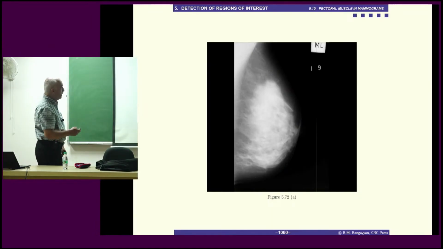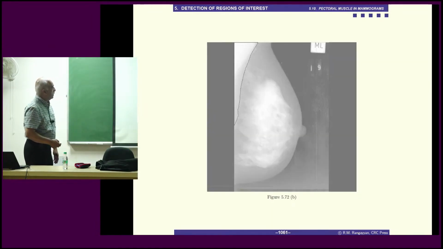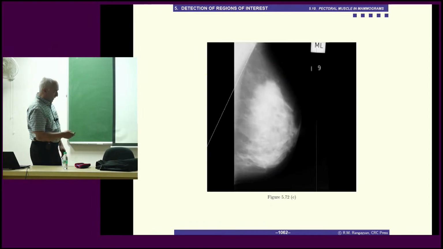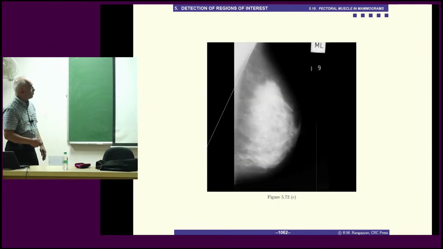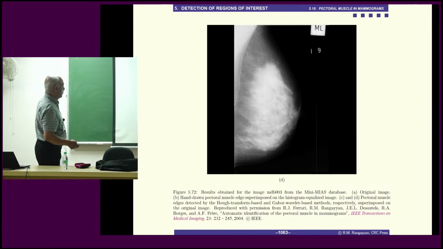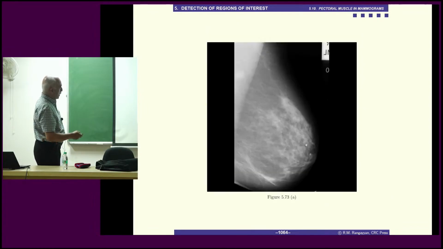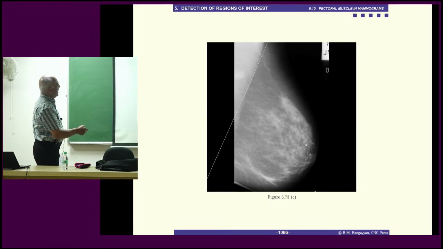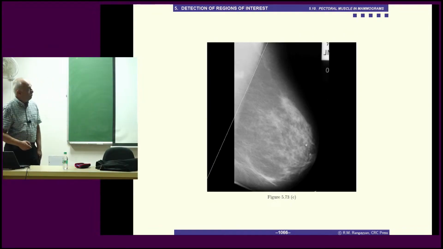So some more examples. That's using the Gabor filter. That's using the straight line. So the pectoral muscle edge comes here. The straight line doesn't catch it, but this one does. This is a good straight line. Gabor filter works. Not a perfect straight line. The straight line is giving a little extra breast tissue there and missing some pectoral muscle edge there.